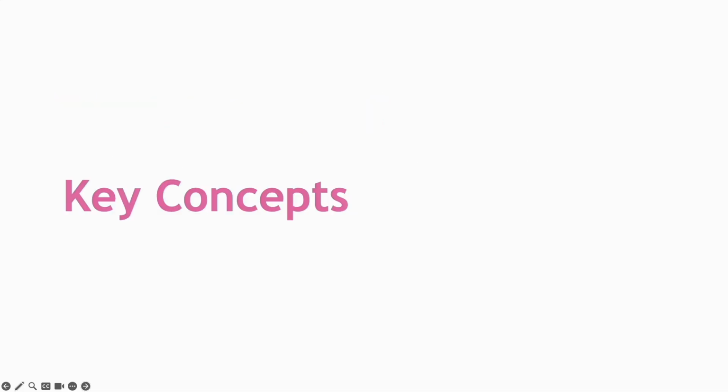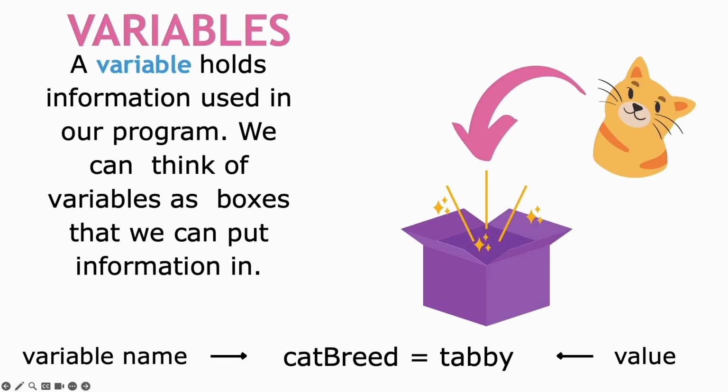Alright, let's take a look at the key concepts we need to understand when it comes to coding. First, we need to understand this term, variables. A variable holds information used in our program. We can think of variables as boxes that we can put information in. Look at the example here. If we have a variable, let's call it cat breed, and we have a tabby cat, that's our data, we insert our data or our value into the variable, and the variable now contains or holds our data.